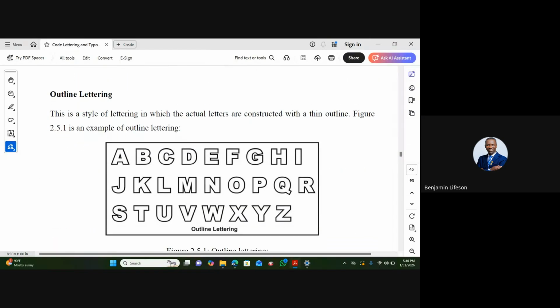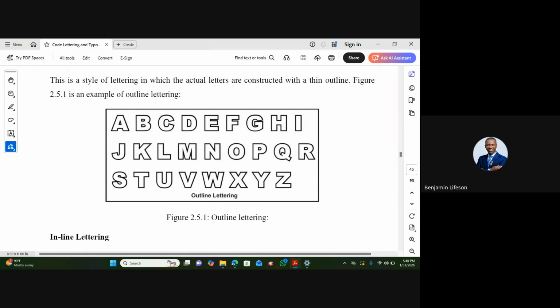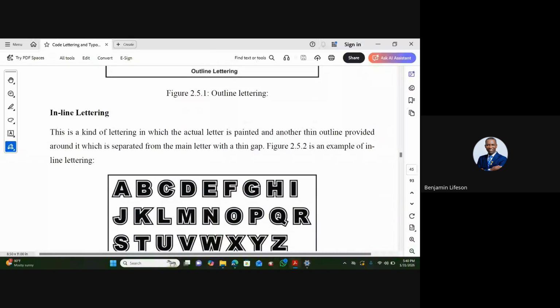So let's look at outline. So this is the outline lettering. You see that the inner is white, just giving us the outline. That is the outline. Okay. Then we have the inline. So you see that the outline is there. The inner part is painted, leaving a line. All right. So this is what we call inline lettering.